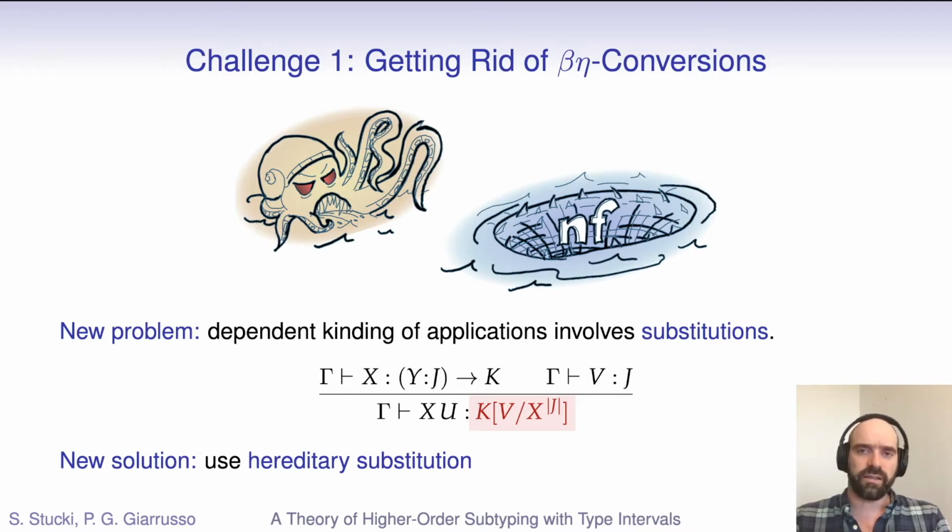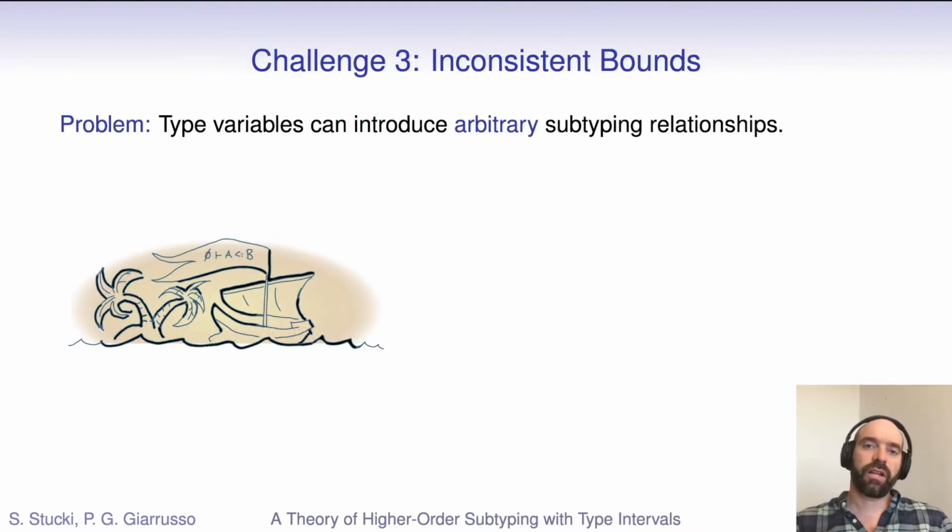You can find the details in the paper. The third challenge is of a somewhat different nature. Like DOT, F-omega-int features a form of subtyping reflection. Programmers can introduce custom subtyping rules into the subtyping judgment via type intervals.